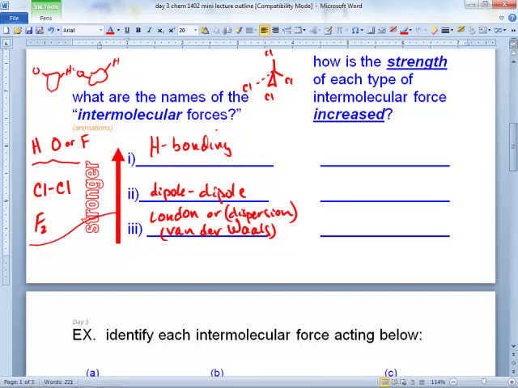Can all these compounds be a solid? Can they be a liquid? Yeah, why not? But something has to be causing them to stick together then. And it can't be hydrogen bonding. It can't be dipole-dipole. It's got to be dispersion, van der Waals. So what is it?